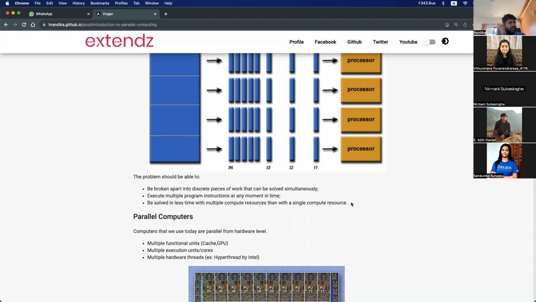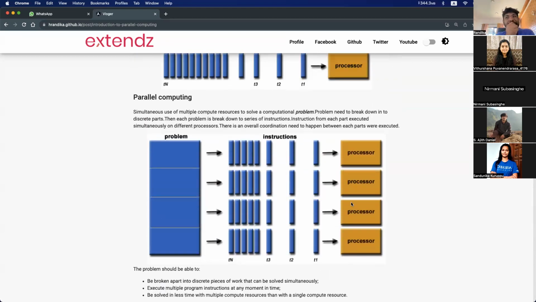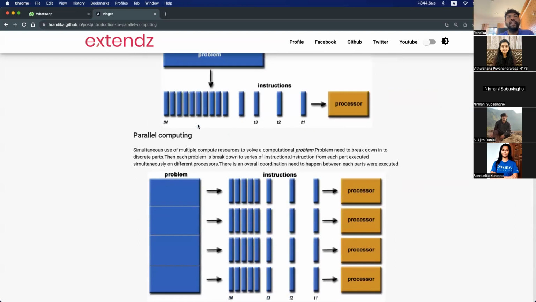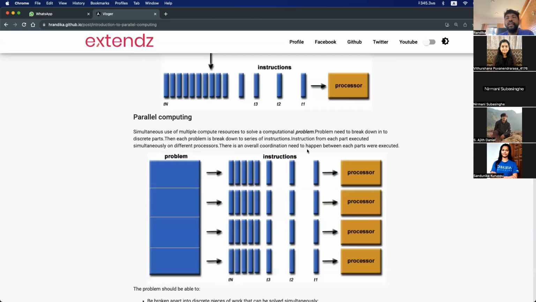The next thing that most of us don't get in parallel computing is the execution time. For instance, we have a problem, and the problem can be broken down into discrete parts. The first check is done. The second check is that these instructions should be able to execute simultaneously on the given processes or resources. That is also checked. But most of the time, what we do not get is the execution time.